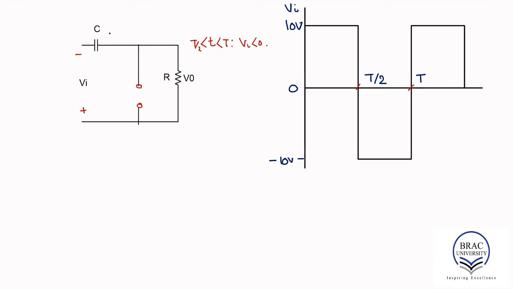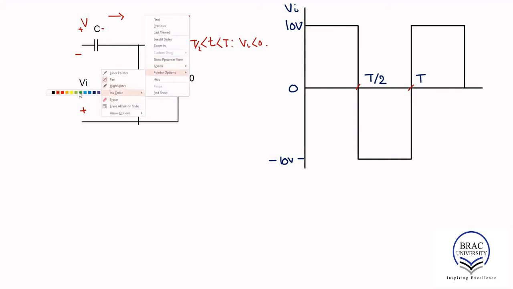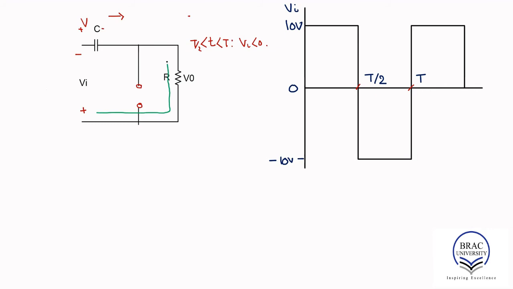Now the thing is that the current through the diode and through the capacitor is reversed. In the previous cycle the current was flowing in this direction. That's why we have a voltage across the capacitor, plus, minus. Now we find the current is flowing in the opposite direction.